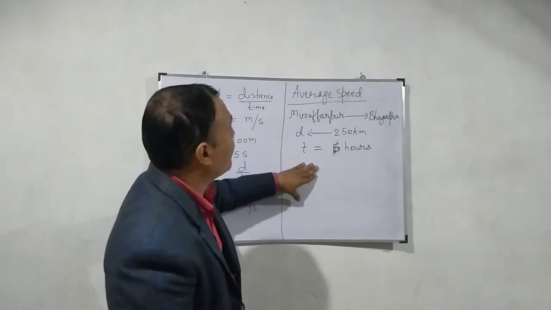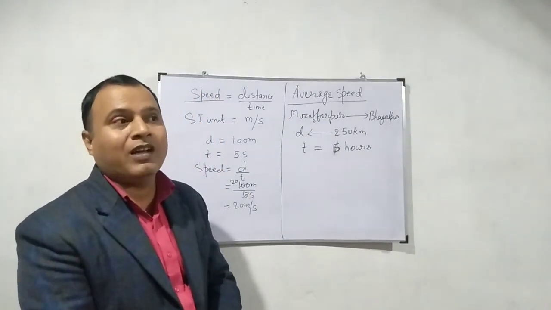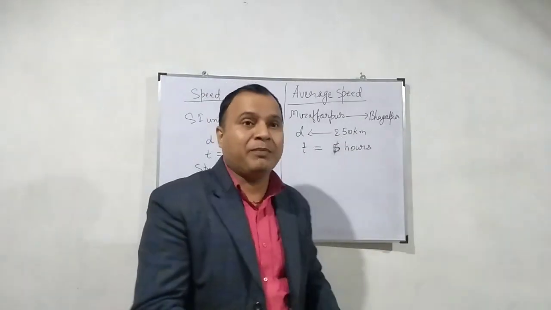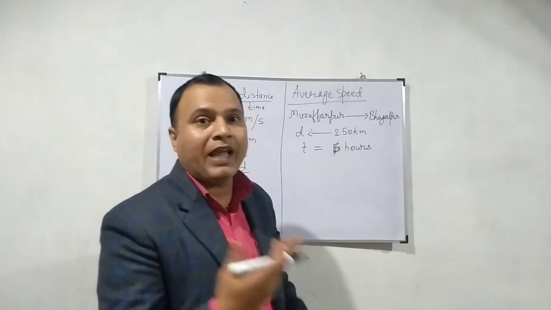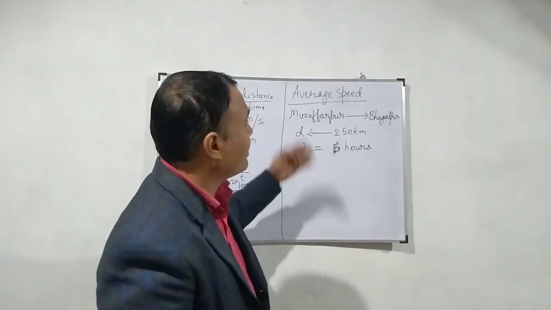So here we talk about average speed. What is the average speed of our vehicle? Because our vehicle covers 250 km at different speeds, sometimes 40 km per hour, sometimes 50 km and sometimes 80 km per hour. Now we talk about the average speed.